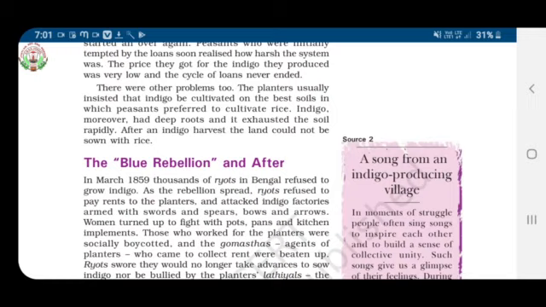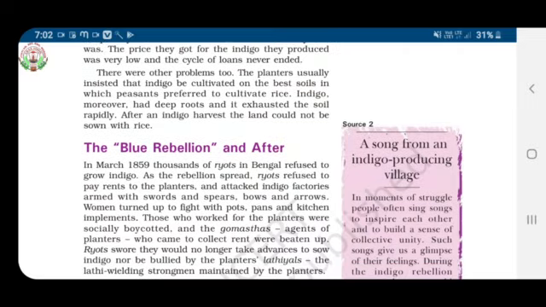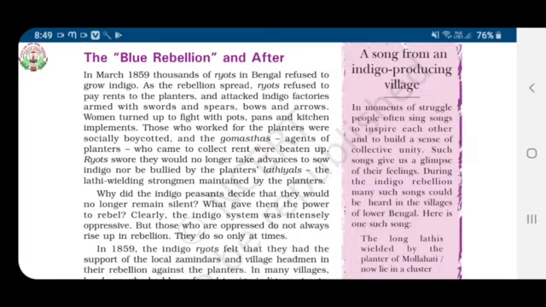The planters usually insisted that indigo should be cultivated on the best soils, in which peasants preferred to cultivate rice. The indigo crops exhausted the soil rapidly. After an indigo harvest, the land could not be sown with rice. These were certain circumstances which led to the eventual collapse of indigo production in Bengal.